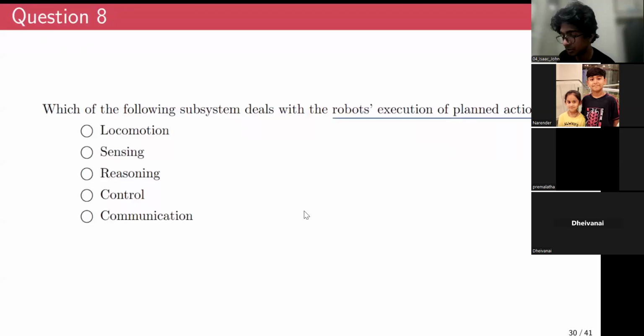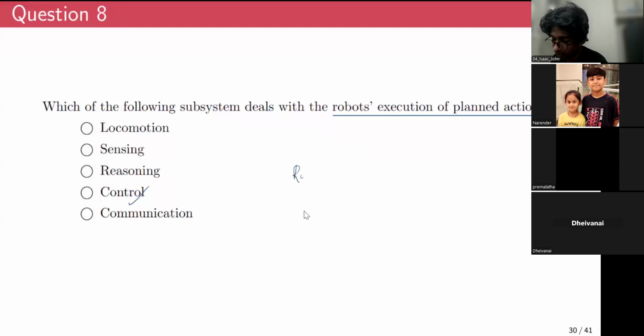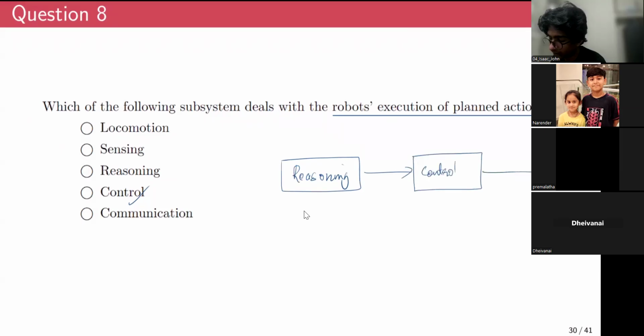Like we have seen different subsystems of robots dealing with locomotion, sensing, reasoning, control, and communication. By definition, the subsystem that deals with the robot's execution of planned actions is nothing but the controller. Once it has passed the reasoning phase, it goes into the control phase, where it will give the commands to the actuators, or in this case, motors.